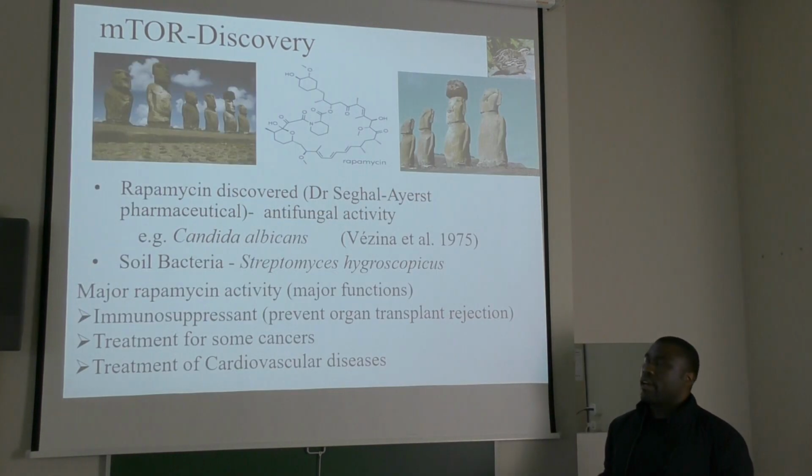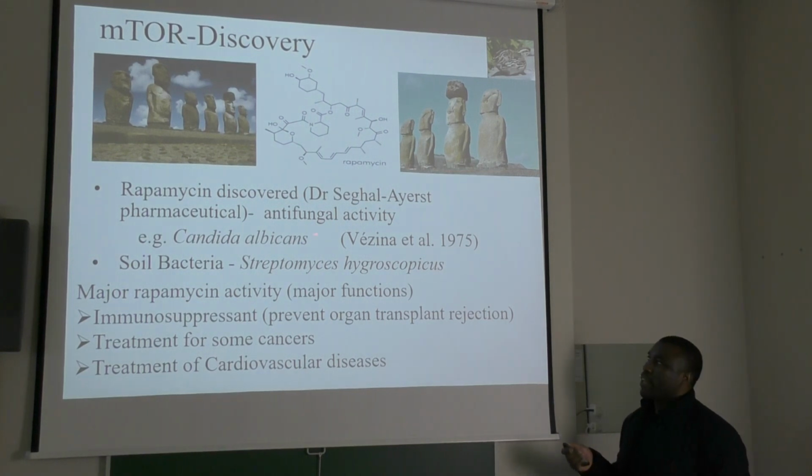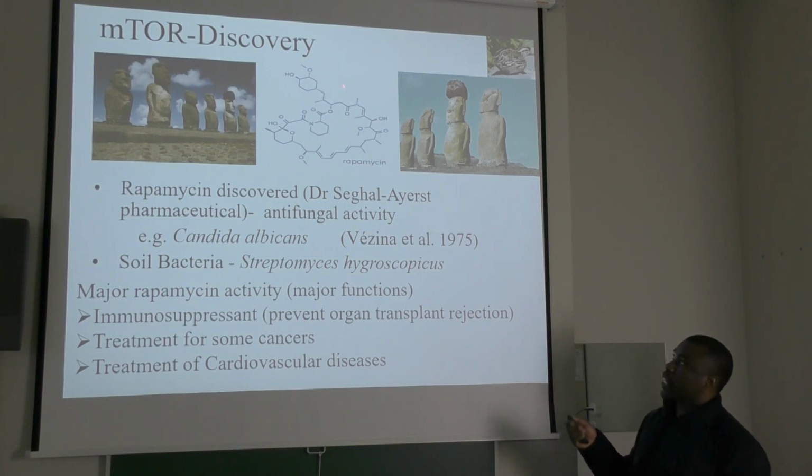He went further and sent the soil samples to Dr. Sehgal, who was working at Ayerst Pharmaceuticals, which is now part of Pfizer, the company that developed the coronavirus vaccine, I think. So Sehgal was working with this pharmaceutical company, and he investigated what was available in the soil samples. He found a compound which he named rapamycin, after the place of origin, Rapa Nui.